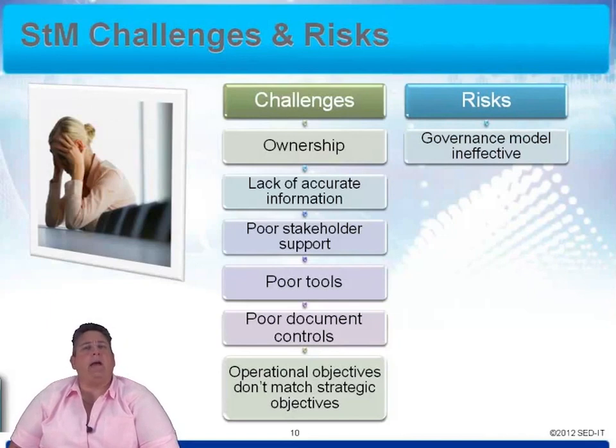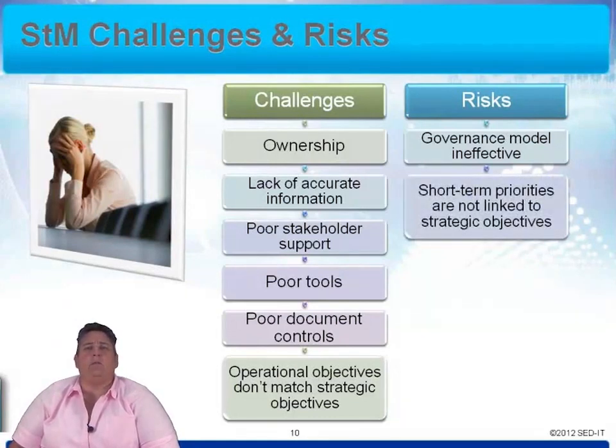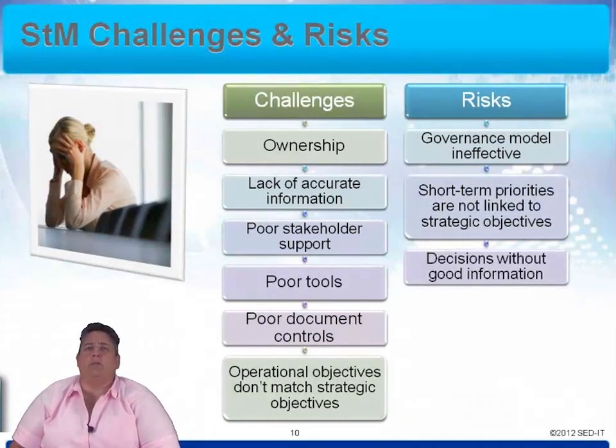The risks within strategy management are similar. One risk would be that we have an ineffective governance model, that we haven't clearly defined how we're going to manage the overall operations within our strategy. Do we have the appropriate roles identified within our governance model, and do we have the appropriate participation from the various groups across the organization? Another risk would be that our short-term priorities are not linked to strategic objectives. Thus, we are providing functionality or using resources that have no bearing on meeting the strategic objective.